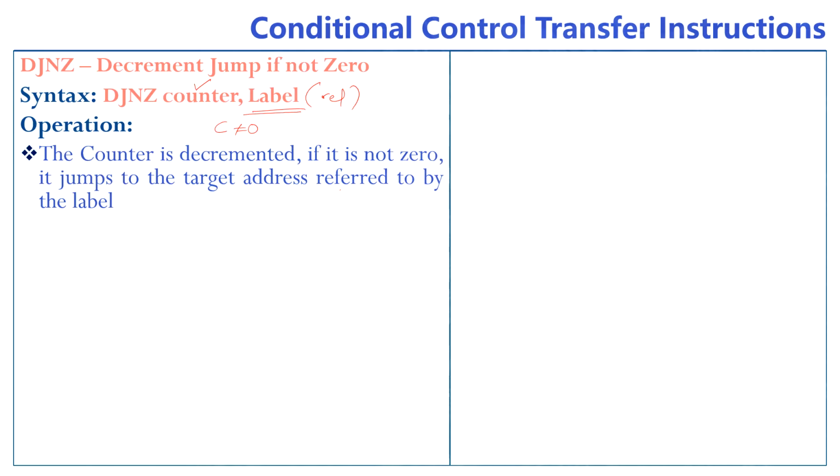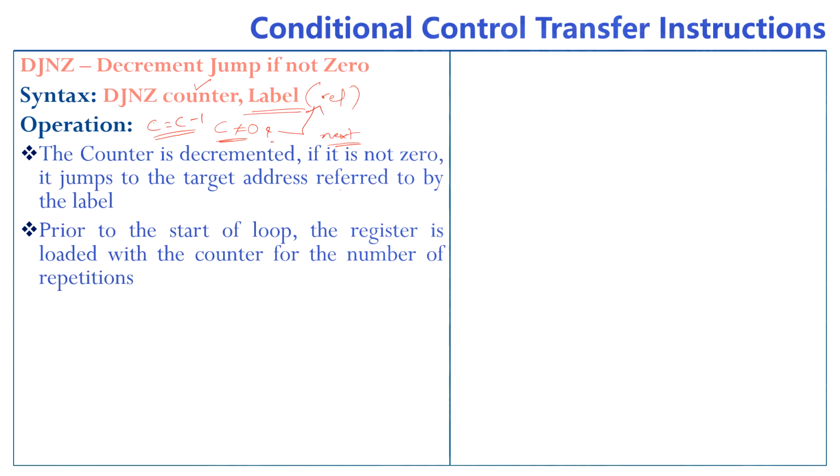It performs two operations actually. Decrement the counter: first it performs C equals C minus 1. Then it checks for this condition. If the condition is met, it jumps to the relative address. Otherwise, it will execute the next instruction immediately after the DJNZ instruction. Prior to the start of the loop, this instruction is used to repeat a set of instructions n number of times.